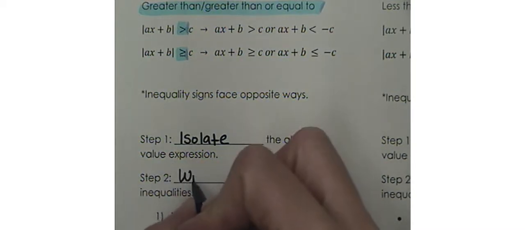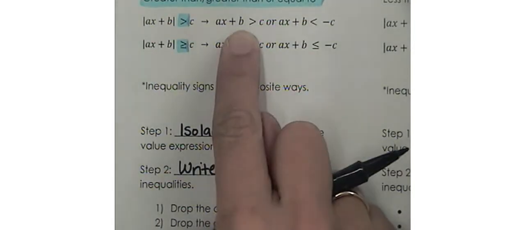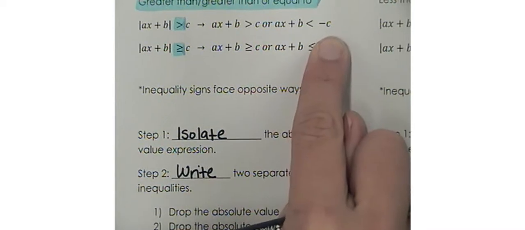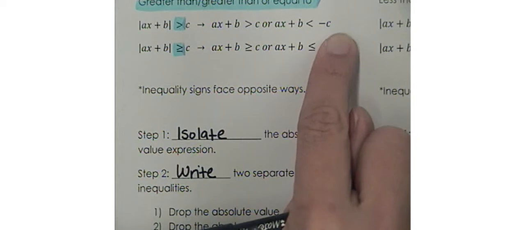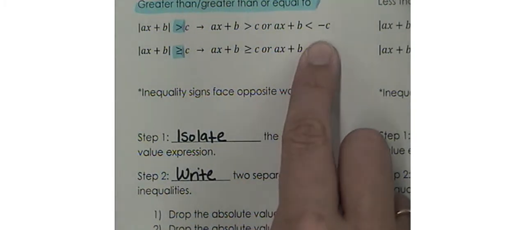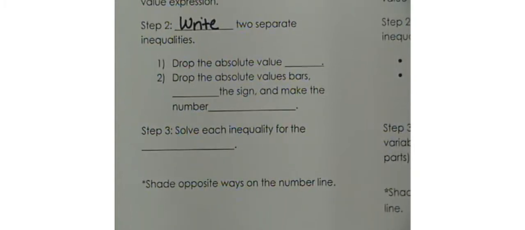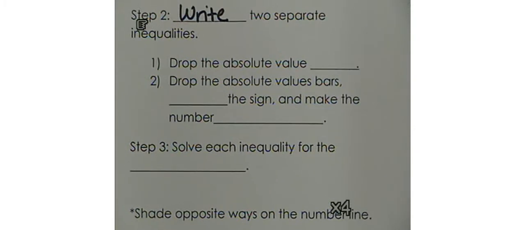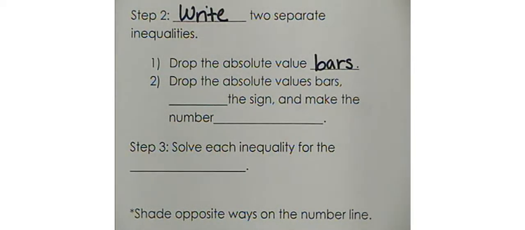We are going to write two separate inequalities, which are shown up here. This is the first one, or this is the second one. The only difference here, I have a positive c, and over here I have a negative c, similar to absolute value equations. But remember, when we make this a negative, we had to flip our inequality sign. So step 1 would be to drop the absolute value bars. And that's it.